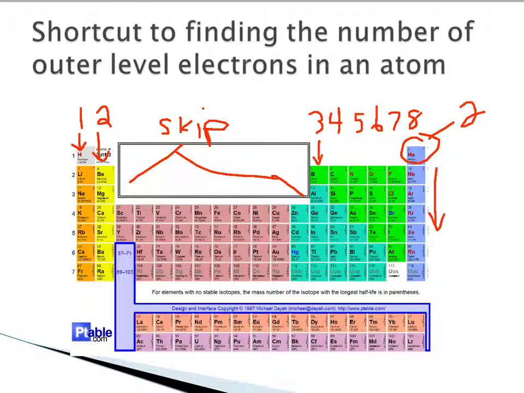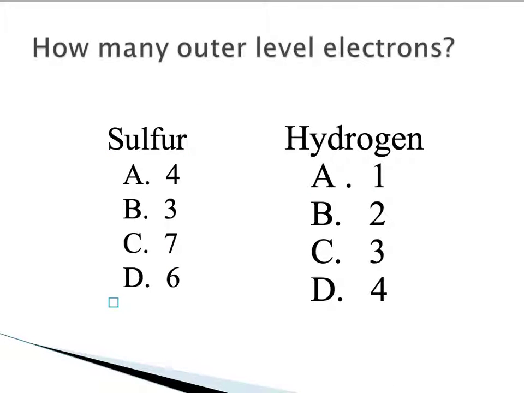Okay? Alright, so let's do a little quiz here. How many outer level electrons does sulfur have? So count over. Answer would be 6. How many outer level electrons does hydrogen have without looking? Just 1 because it's in group 1. Okay, so what do we have to do?